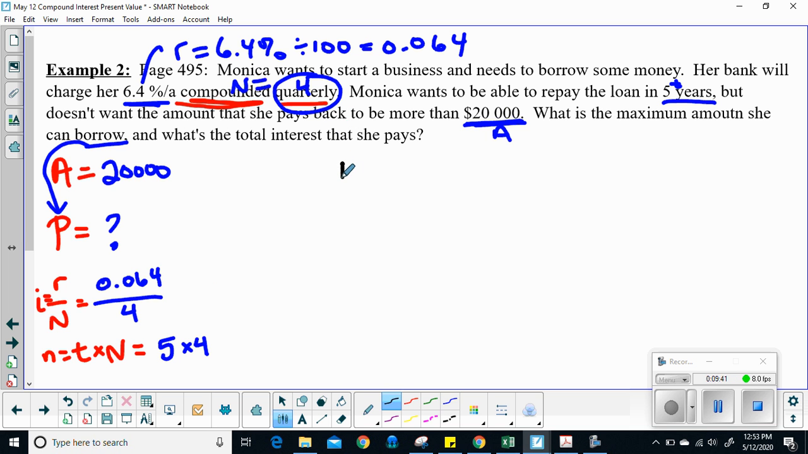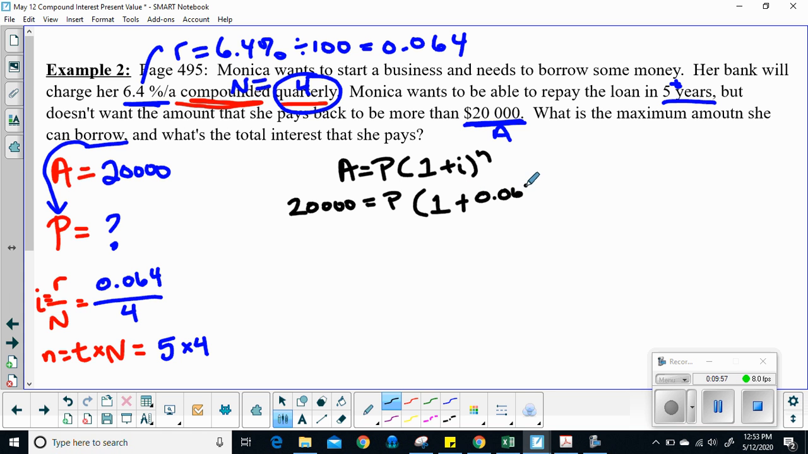So equation A equals P bracket 1 plus i to the exponent n. So my final amount is the 20,000. We're looking for our initial amount. We've got 1 plus r over n. So you can do it on the side. You can do it in the question. It's totally up to you. And then little n, 5 times 4, well, that's just 20, so let's pop that up there too.